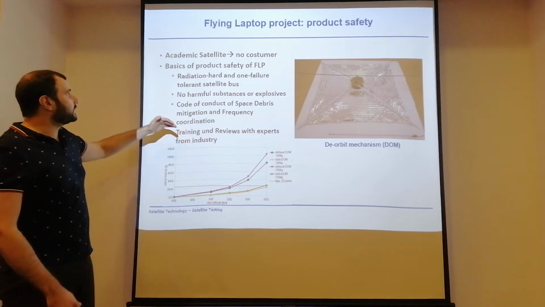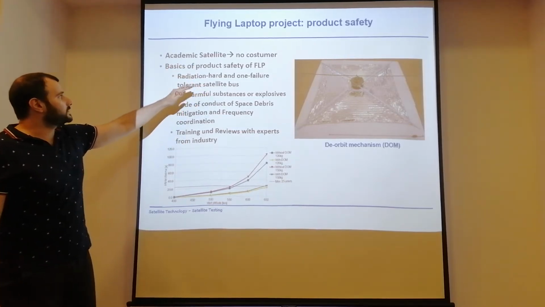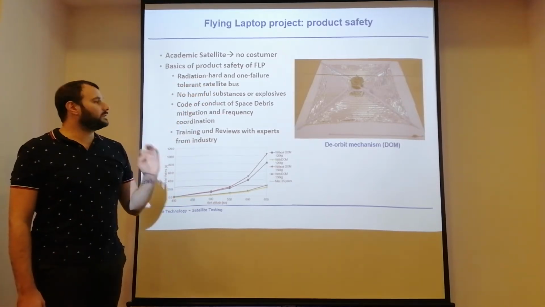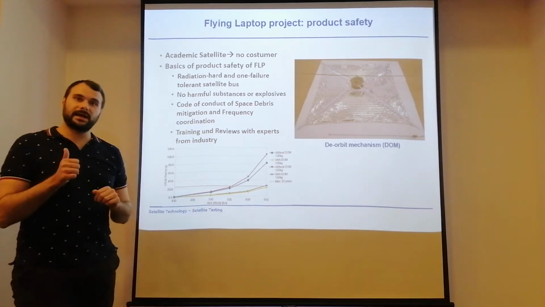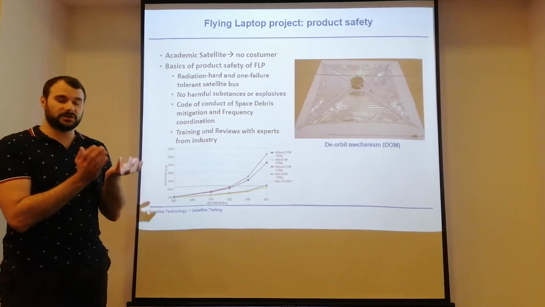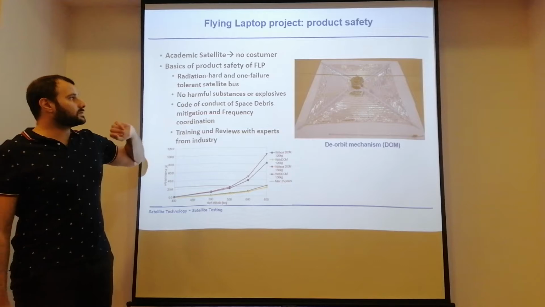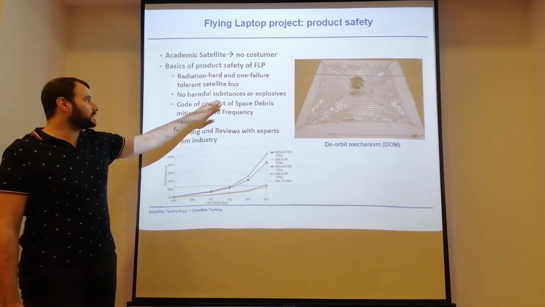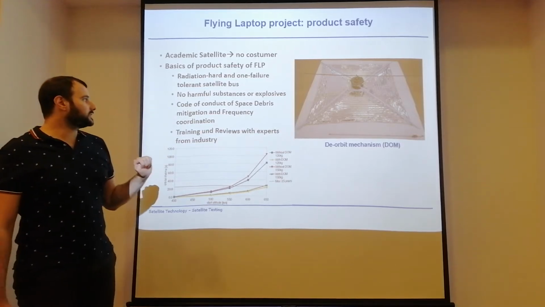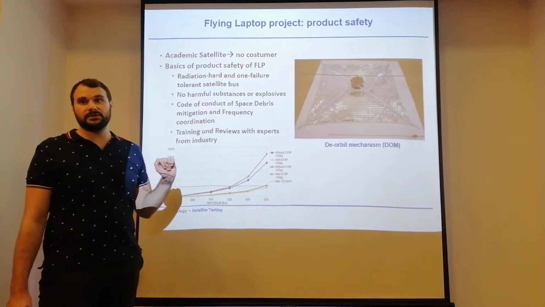But the basics for Flying Laptop, even if it is just an academic satellite, is that the whole system is radiation hard, and the satellite bus is one failure tolerant. So a single failure can happen without having an effect on the whole system or the main functionality of the system. Also, no harmful substances or explosives can be used. And the code of conduct of space debris mitigation is followed, as well as the frequency coordination with the ITU.